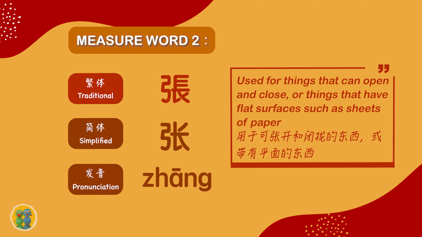So you just remember that miàn is mainly used for the surface of things or the sides of things, but zhāng is mainly used for a thin piece, the whole piece, not only the surface or the sides. It means the whole thing is like a thin piece.